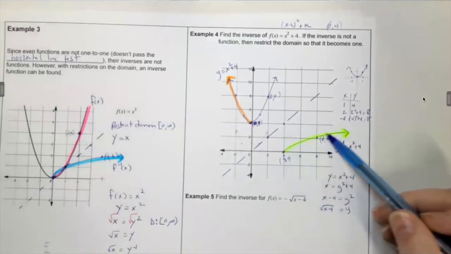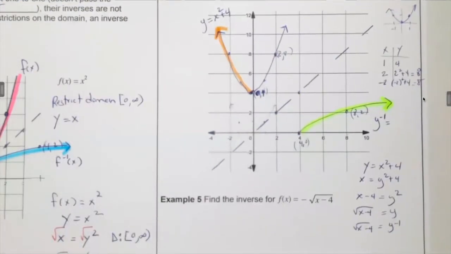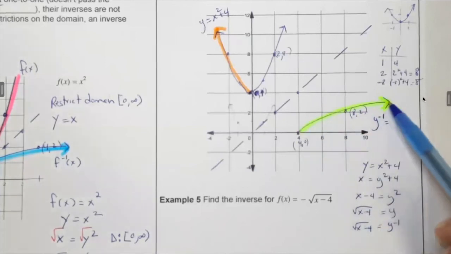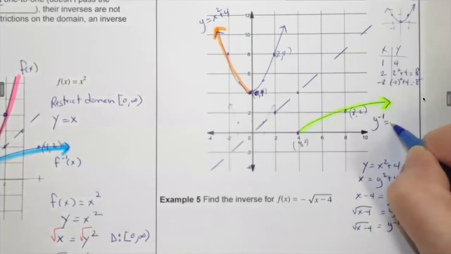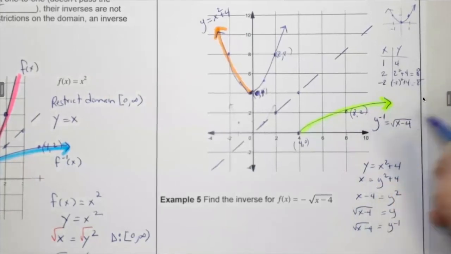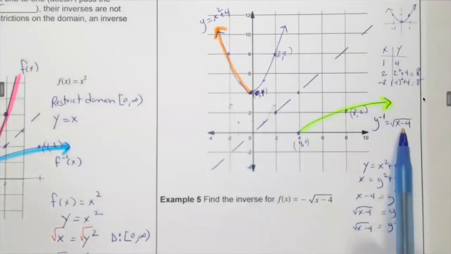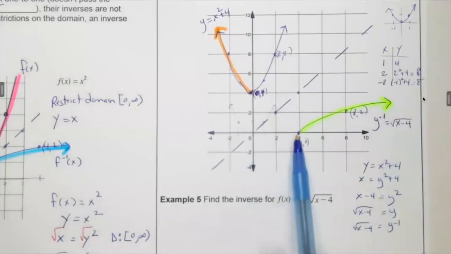This is a square root function. I will finish by notating that it's the inverse. Y inverse equals the square root of x minus 4. This is a square root function. Notice that the square root function normally starts at 0, but here our x value has been shifted to positive 4. It is starting at positive 4 and going to infinity.